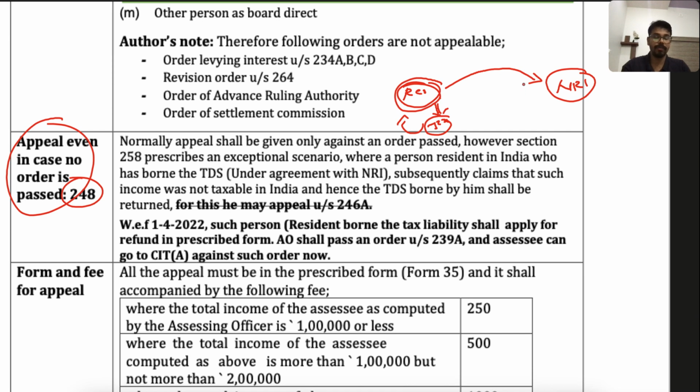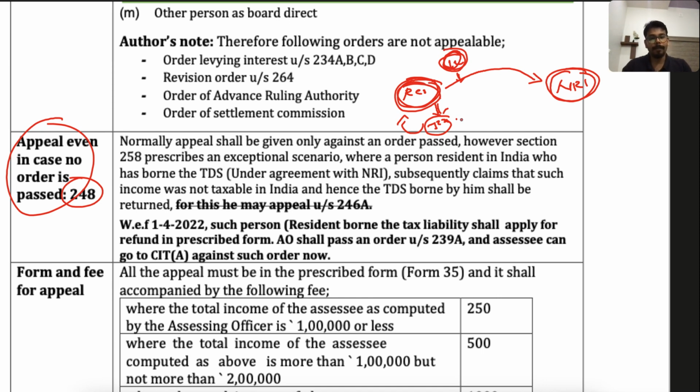Instead of deducting the tax from the NRI, this resident will be paying the tax directly out of his pocket. So he has paid, for example, 1 lakh rupees, but later he understood that this NRI's income was not taxable in India. That means this TDS was not required, so this 1 lakh is not required to be paid. So how can he get this 1 lakh back? How can this resident get it back?